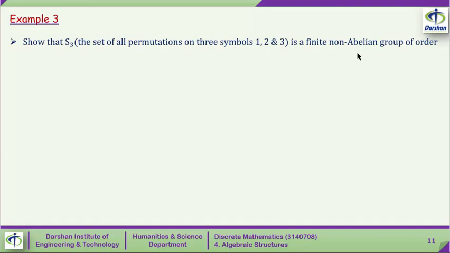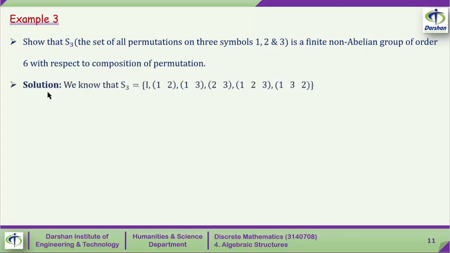Now third example. So the question is: show that S3, the set of all permutations on three symbols 1, 2 and 3, is a finite non-abelian group of order 6 with respect to composition of function. So we have to show that S3 is a group with respect to composition of function. So the solution of this question. So we know, as we also discussed in the theory part, that S3 is equal to the identity element (1 2 3 / 1 2 3), then (1 2 3 / 2 3 1), (1 2 3 / 3 1 2), then (1 2 3 / 1 3 2).